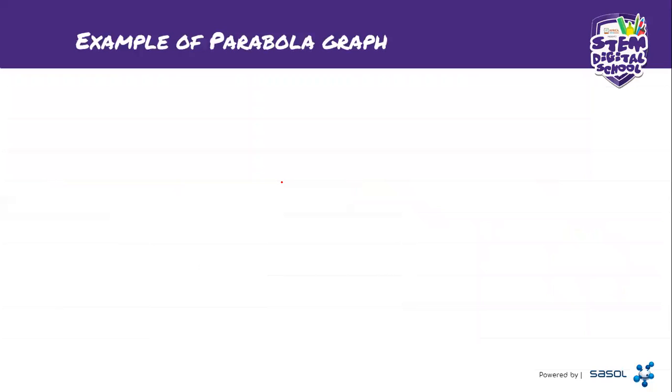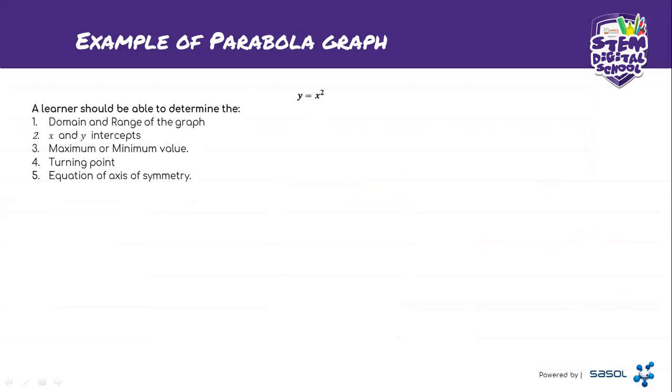Now, I'm going to give you an example of a parabola graph, and what things you should remember or should know as a learner. For instance, let us start with the parabola graph. That's where you started when you dealt with functions. And it says a learner should be able to determine the following.